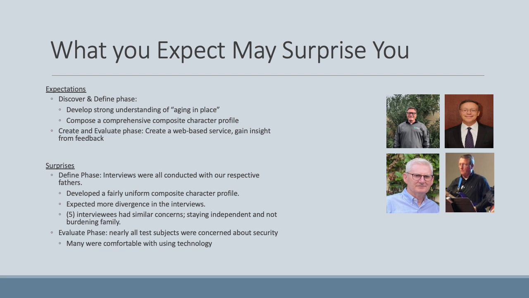Even though we expected to develop a strong composite character profile, our interviews tended to draw out similar characters, our fathers. Because of this, our character profiles were fairly uniform. This was not an expected outcome. We originally thought that we would likely have 5 unique character profiles from which we could develop our composite character profile. But surprisingly, most of our experiences with our fathers during the interview process drew out very similar concerns about the age in place process.